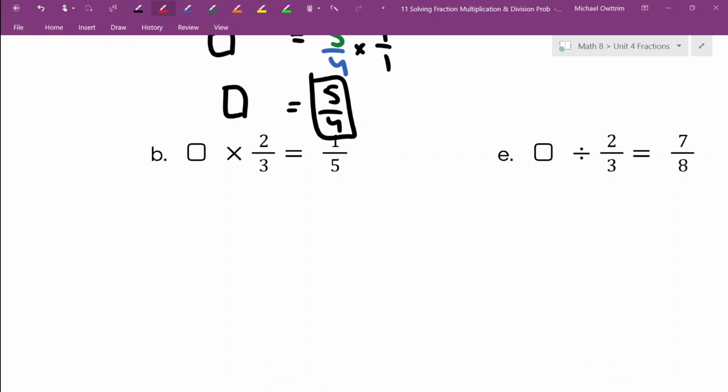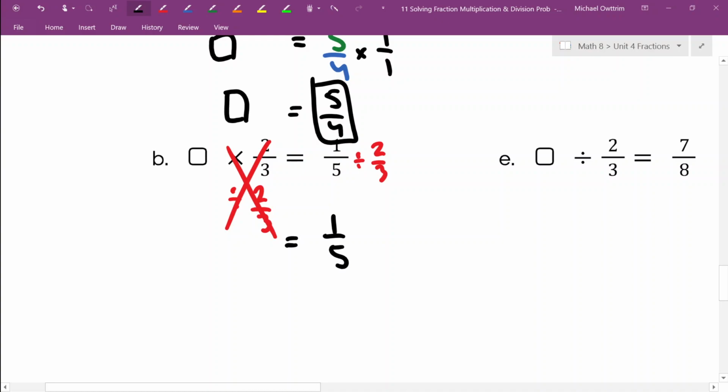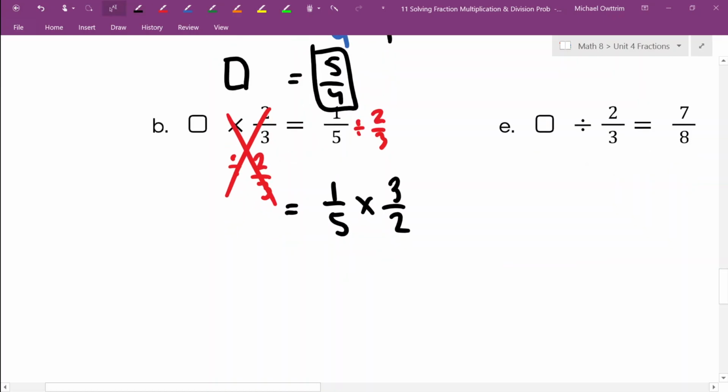Question B is very similar. Right now my box is being multiplied by 2 over 3. The opposite of multiplying by 2 over 3 is dividing by 2 over 3. And of course that cancels out on that side of the equal sign. In order to do that division, I'm going to flip and multiply. So 1/5 stays the same, divide changes to multiply, and 3 over 2 is my reciprocal of 2 over 3. And now I'll do that multiplication, so 1 times 3 and 5 times 2 gives me a value of my box is 3 over 10.